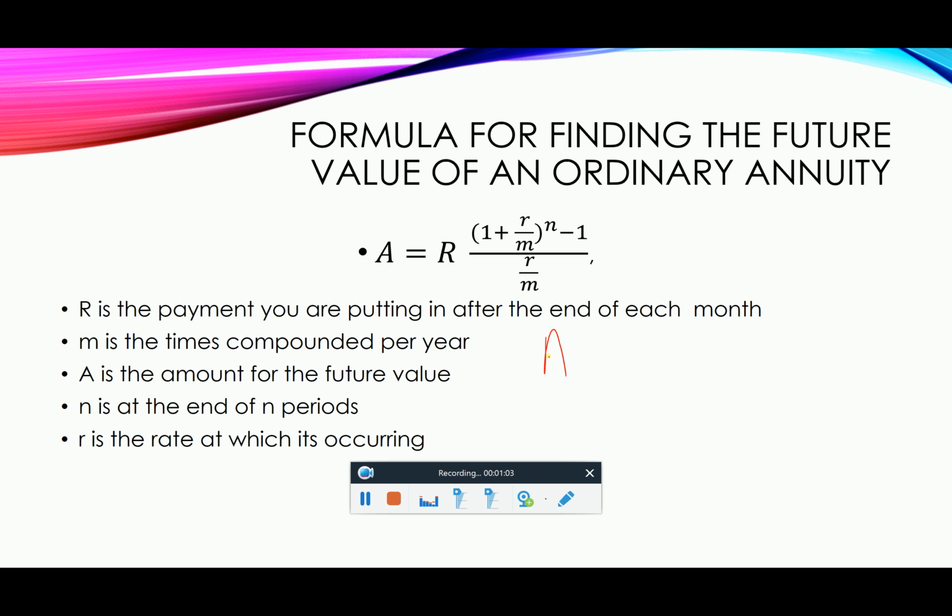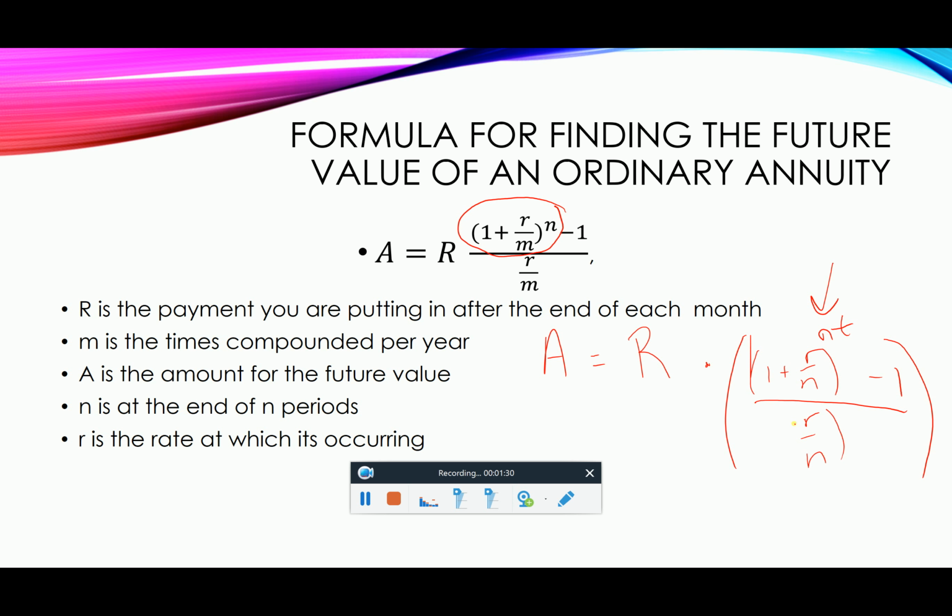So when you look at this, A is the amount of the future value. R is the payment that you're putting in. Now, R is done separately. So all of this is going to be in here. This right here is your compound formula. So this is 1 plus r over n to the nt minus 1. This is what I've been using for the compound, and this will be r over n.